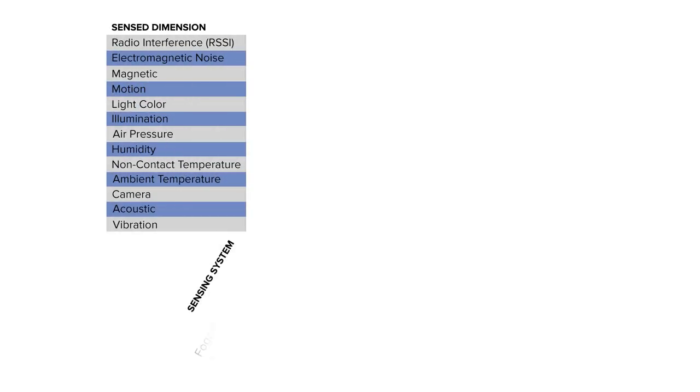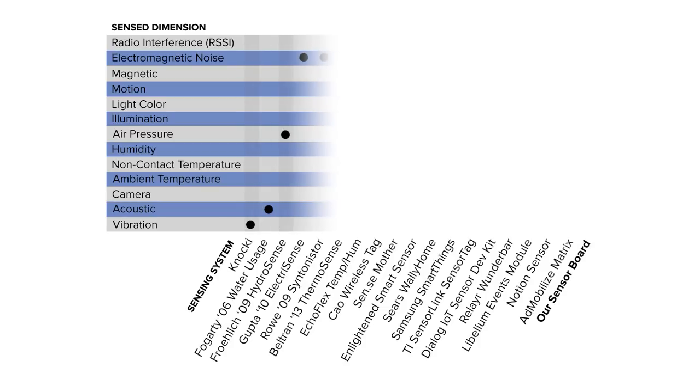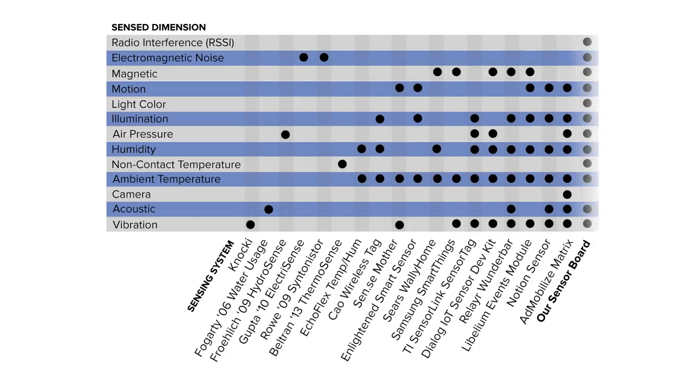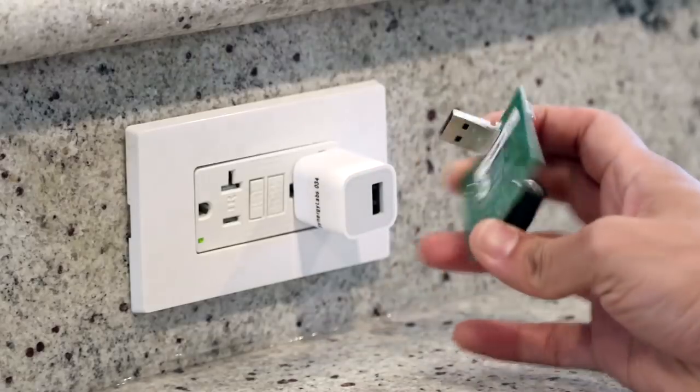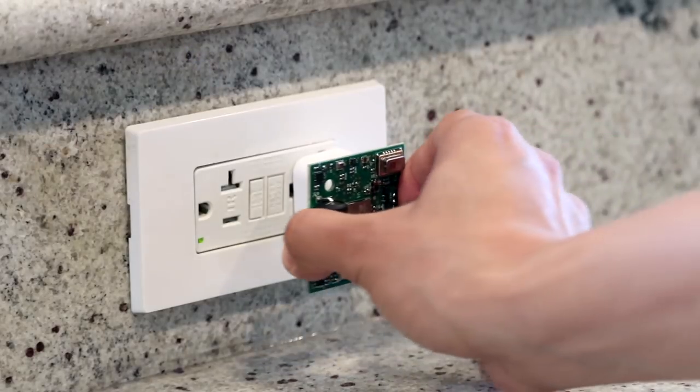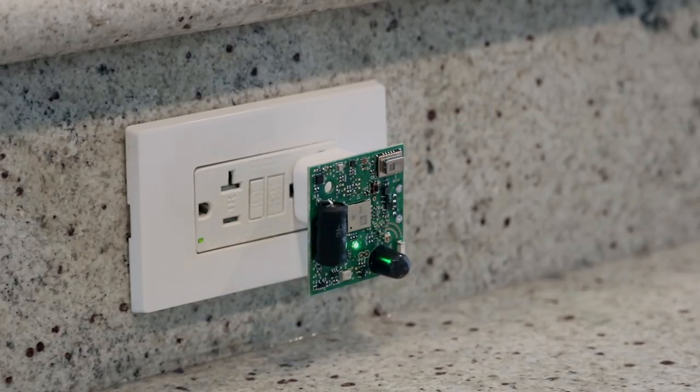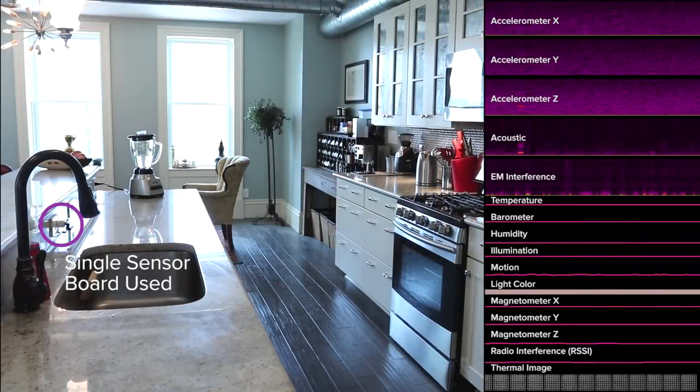We started our research by building an inventory of sensors used in commercial and academic systems. We decided to include all of these sensor dimensions, but no camera, as this sensor is particularly sensitive to users. Our sensor board is plug-and-play, uses wall power, and connects to our cloud backend over Wi-Fi. A single sensor board in a room can capture a wide variety of events.